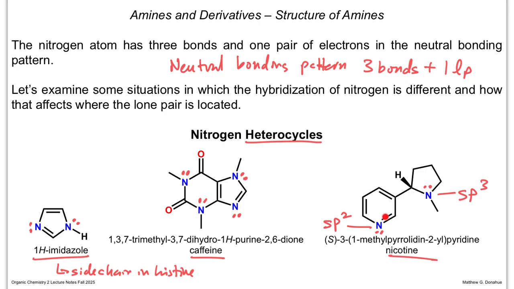The pi bond arises because there's a single electron in the nitrogen p orbital and a single electron in that carbon p orbital. So that means this lone pair resides in an sp2 hybrid orbital.